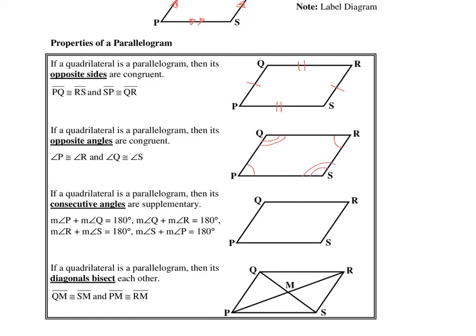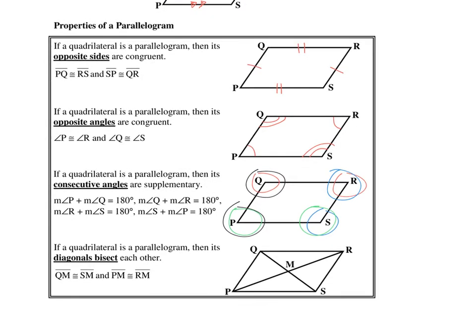If a quadrilateral is a parallelogram, then its consecutive angles are supplementary. So these angles add up to 180. These angles add up to 180. These angles add up to 180. And these angles add up to 180.